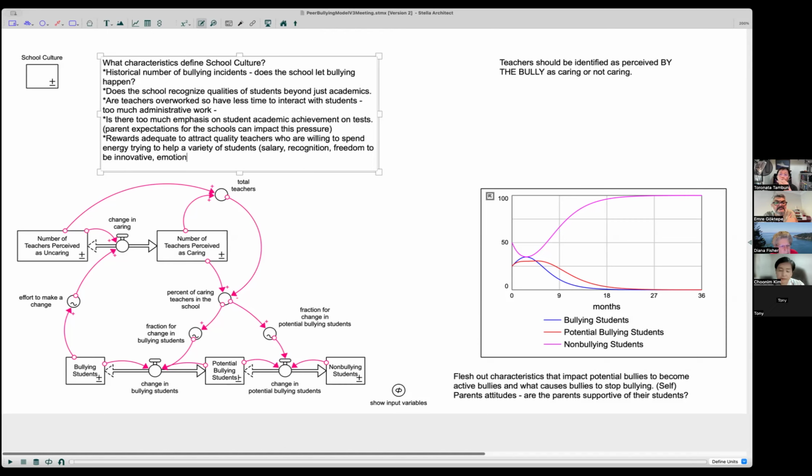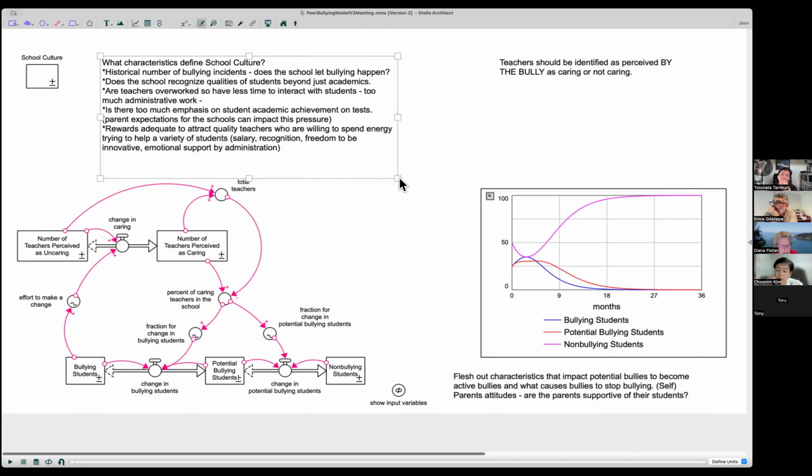But we can add more and more. Again, this one is easy to get: the amount of salary, the historical number of bullying incidents. Does the school recognize the quality of students? I don't know where to get the quantification, Emre, on the quality of students.